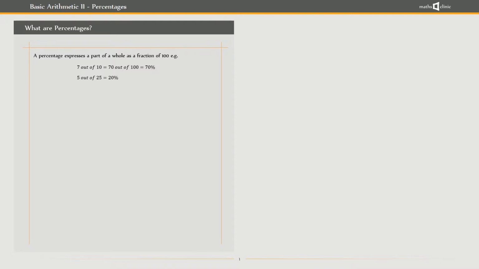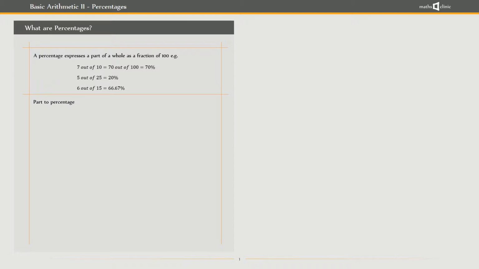Similarly, if you have 5 out of 25, that is equivalent to 20 out of 100, and so we have 20%. 6 out of 15, we write this out as 66.67%. Now, how did we arrive at 66.67%? We'll find that out now.